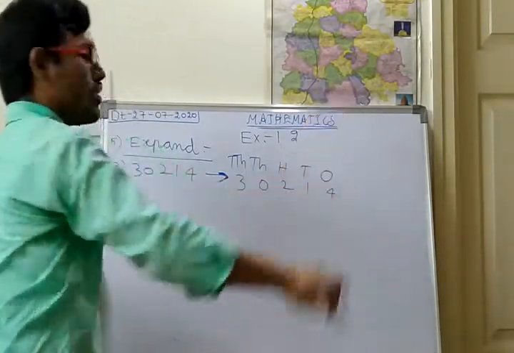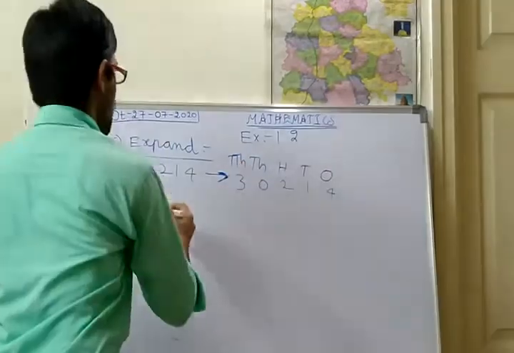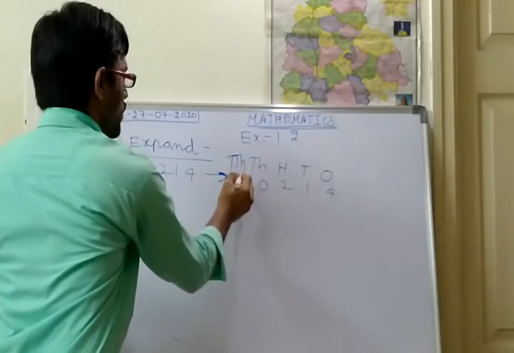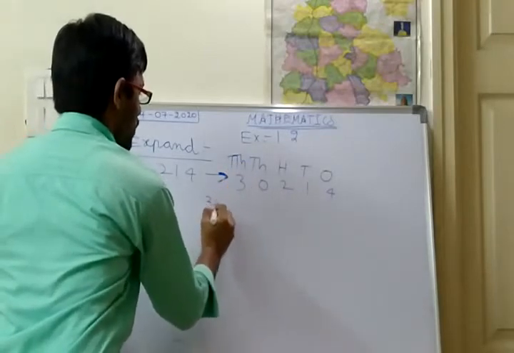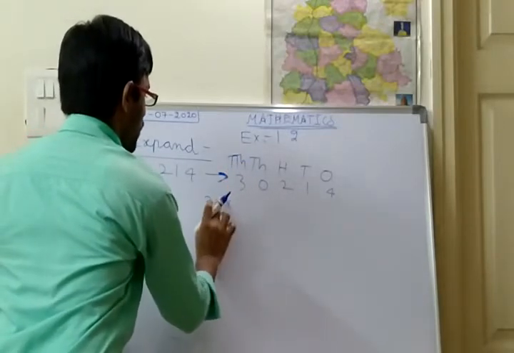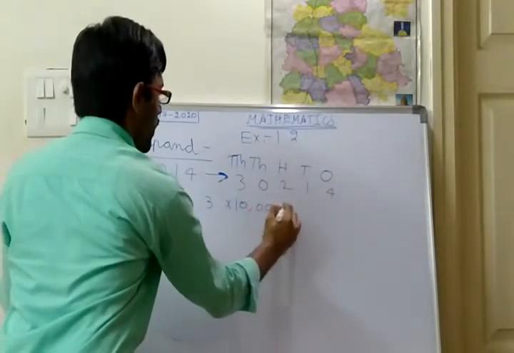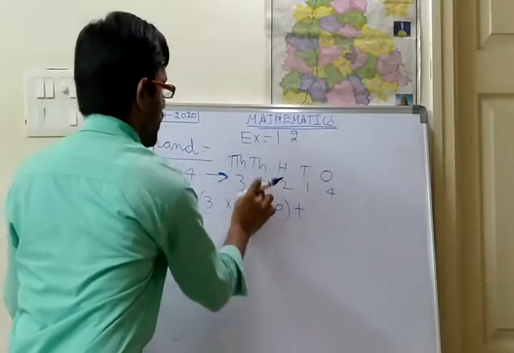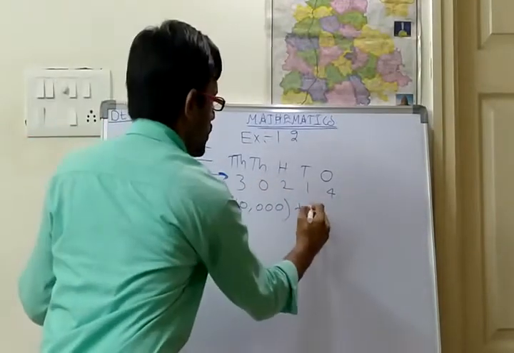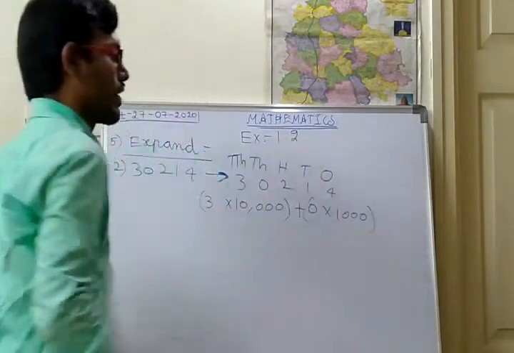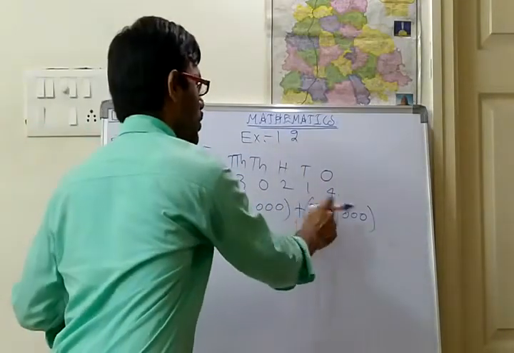So after arranging, you should expand. How should you expand? In the 10,000 place, which number is it? 3 is there. So 3 into 10,000 plus, next in the thousands place 0 is there, 0 into 1000. You should compulsorily write it like this. Okay, if it is 0, you are not supposed to skip this one. You should write it here.